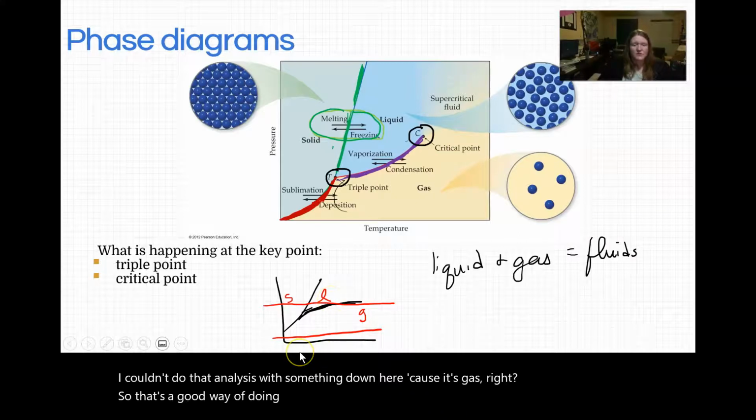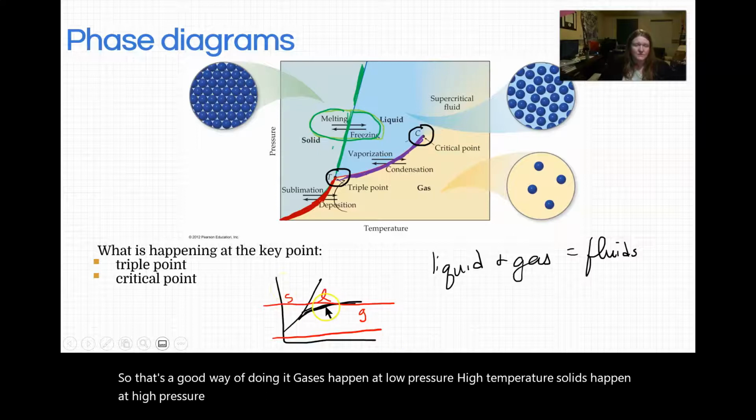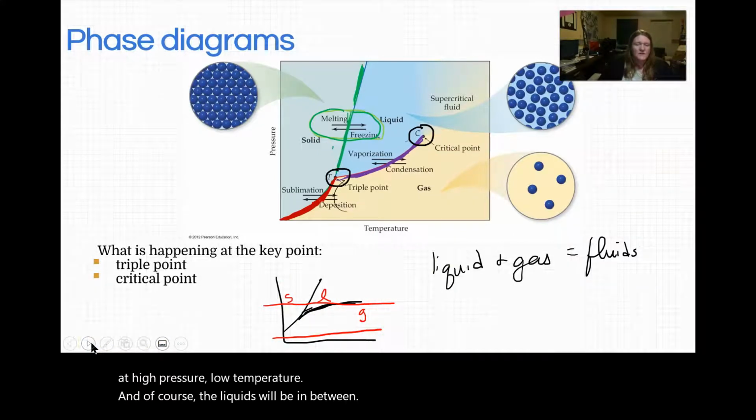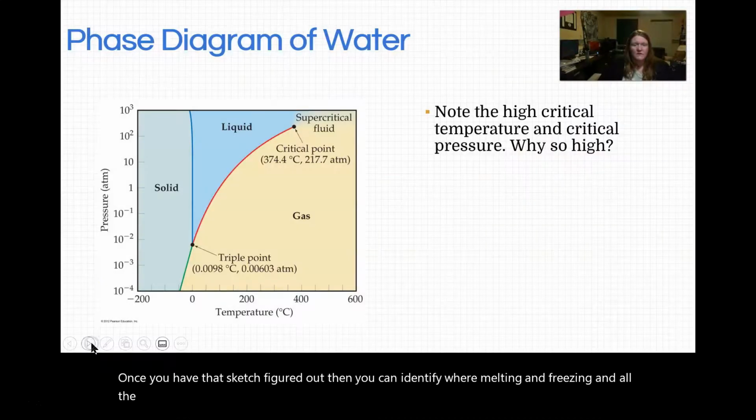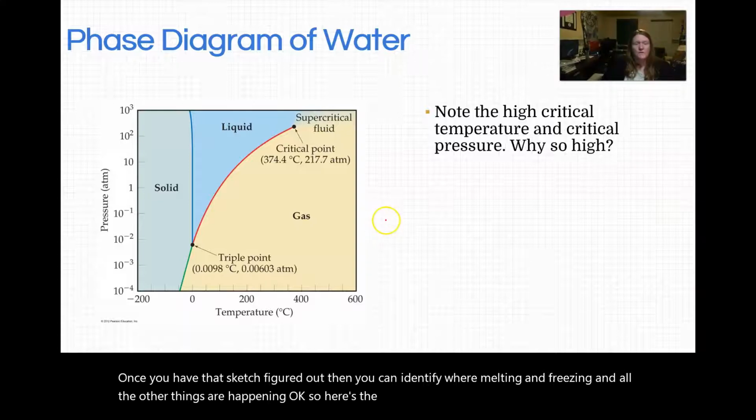Gases happen at low pressure, high temperature. Solids happen at high pressure, low temperature. And of course, the liquids will be in between. Once you have that sketch figured out, then you can identify where melting and freezing and all the other things are happening. Okay. So here's the phase diagram for just plain old water.